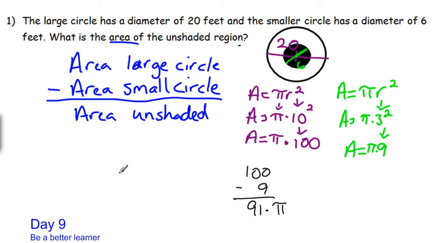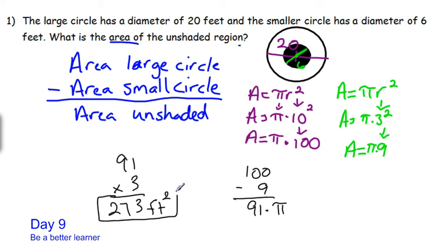And then just real quickly we can figure out, and let's just use 3 for pi, just so this doesn't take forever. 1 times 3 is 3. 9 times 3 is 27. So about what is the area of our unshaded area? It's about 273 feet. Since this is area, that would be feet squared. Okay, and that's it. You would have gotten this exact same answer if you'd used pi in the beginning. It's just a little bit simpler to save it for the end.